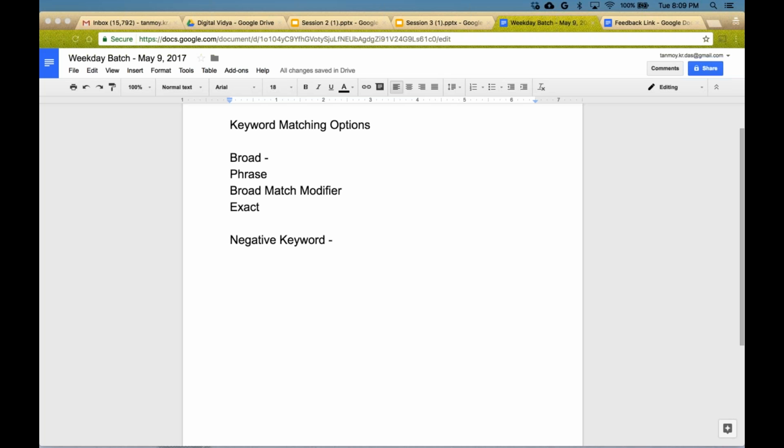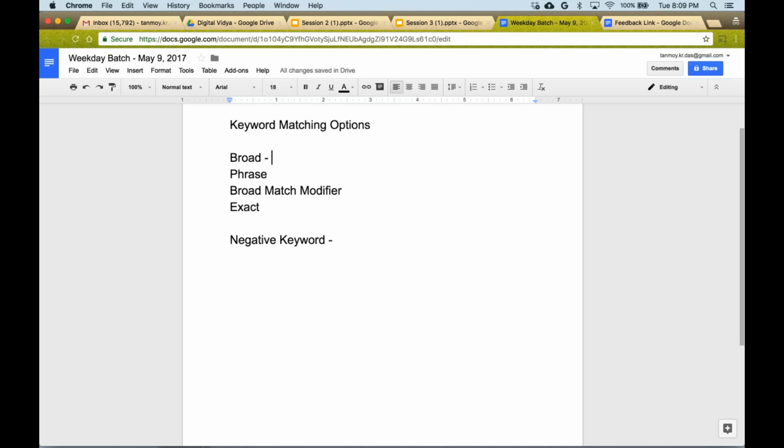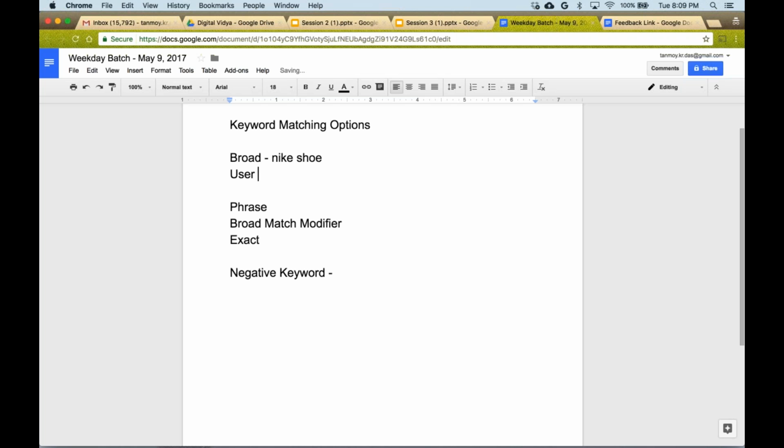Let's say that my keyword is Nike shoe. So I have put my keyword as Nike shoe. This is what broad match says. Broad match says that when a user comes to google.com and searches for your keyword, or a plural version of your keyword, or a misspelling of your keyword, or a variation or synonym of your keyword, chances are that your ad might be shown to that person.